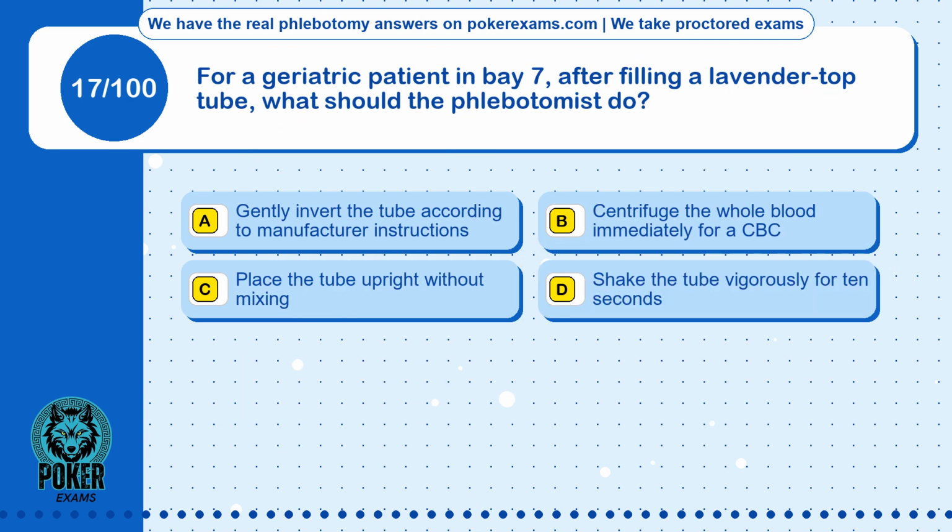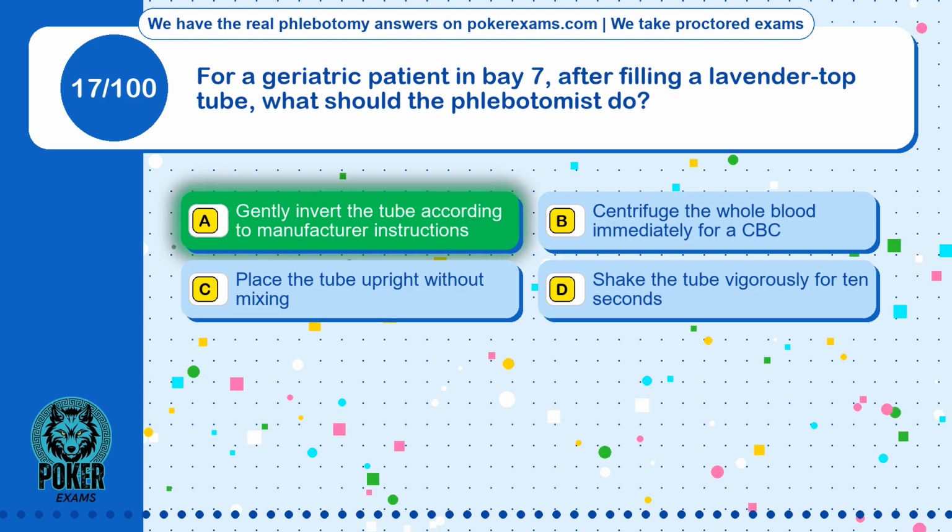Question 17. For a geriatric patient in Bay 7, after filling a lavender top tube, what should the phlebotomist do? Option A, gently invert the tube according to manufacturer instructions. Option B, centrifuge the whole blood immediately for a CBC. Option C, place the tube upright without mixing. Option D, shake the tube vigorously for 10 seconds.